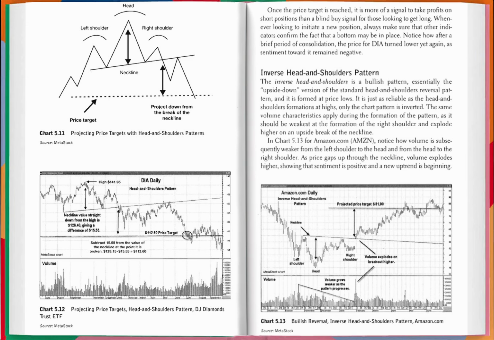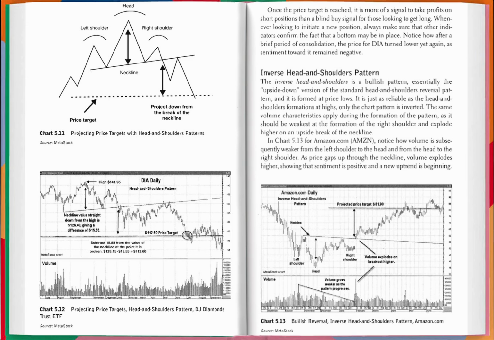Inverse head and shoulders pattern. The inverse head and shoulders is a bullish pattern, essentially the upside-down version of the standard head and shoulders reversal pattern, and it is formed at price lows. It is just as reliable as the head and shoulders formations at highs, only the chart pattern is inverted. The same volume characteristics apply during the formation of the pattern, as it should be weakest at the formation of the right shoulder and explode higher on an upside break of the neckline.